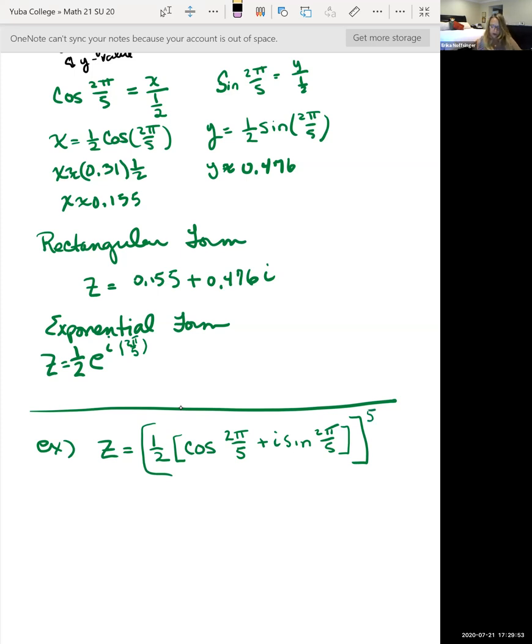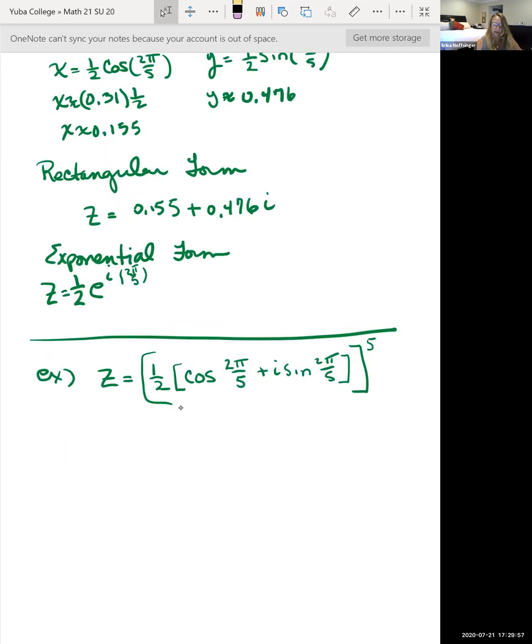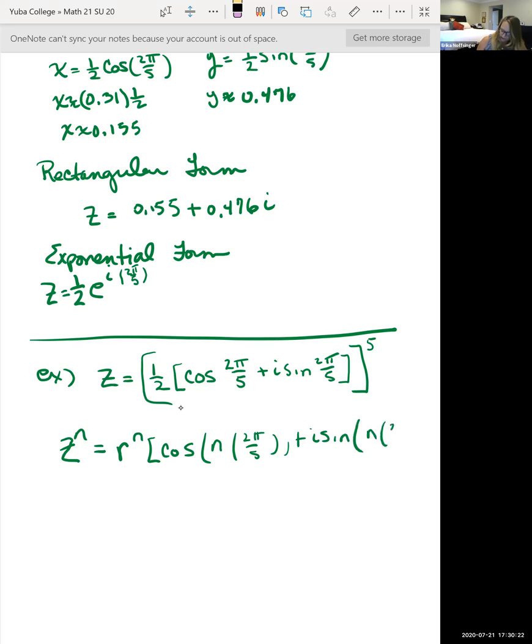And so if we want to do this, we don't have to go through all that mess that I was just doing. We can use the theorem. So this says that z raised to a power n is r to the n, all times cosine of n times 2 pi fifths plus i sine of n, which in our case will be 5 times 2 pi fifths.